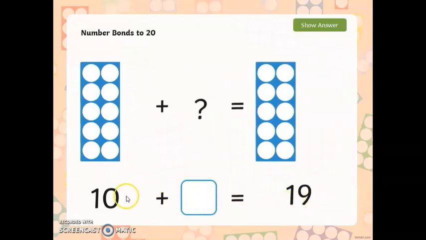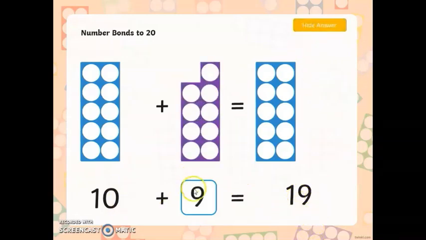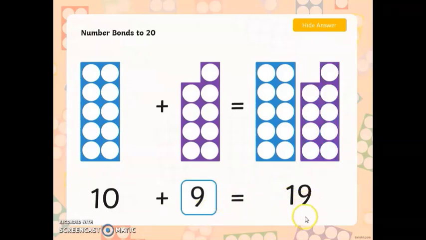Now, moving on, with 10, which number will make the bond of 19? Good, if you all say 9. As you can see in front of you, with 10, 9 will make the bond of 19. Well done, students. I hope you have recalled your number bonds from 11 to 20.